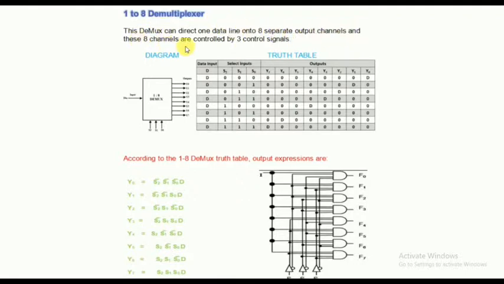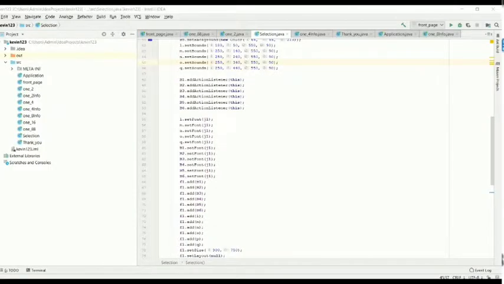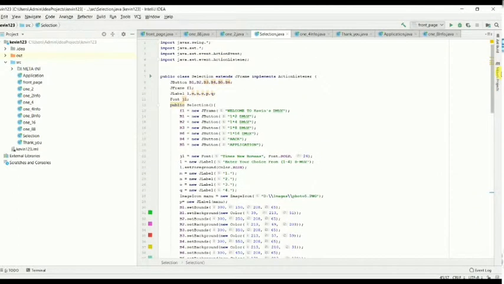Now we can look at the 1x8 demultiplexer. In the 1x8 demultiplexer, we have one data line going into 8 separate output channels. These 8 channels are controlled by only 3 control signals, so here we have a total of 3 input pins. In the 1x8 demultiplexer, we have a total of 8 equations, and in the logic diagram, we have a total of 8.